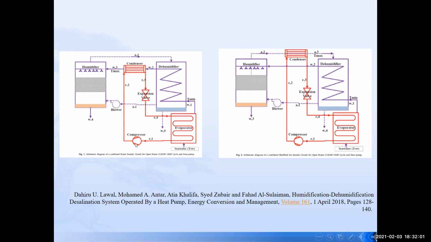It's a shell and tube condenser, as you can see here, or maybe a plate condenser, in which the water leaving the dehumidifier is heated to the top temperature, which is about 60 degrees or so, before it is sprayed here in the humidifier. And we have different layouts. So the red one is the vapor compression cycle: evaporator, expansion valve, condenser, compressor. Whereas the HDH system is a humidifier, a dehumidifier, and the heater, which is basically the condenser of the air conditioning system.